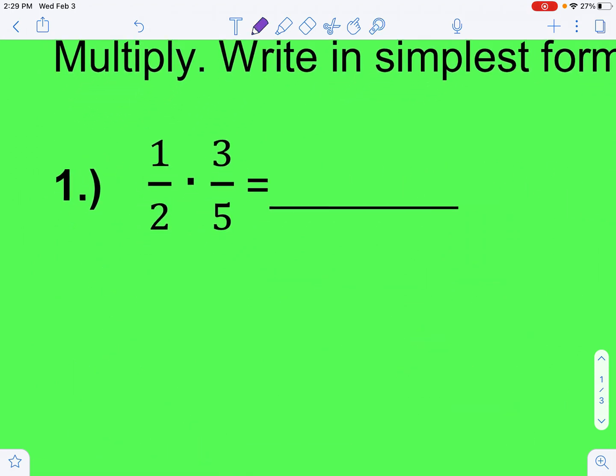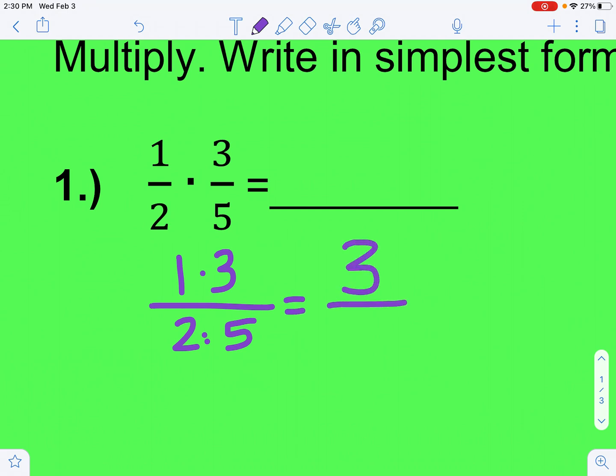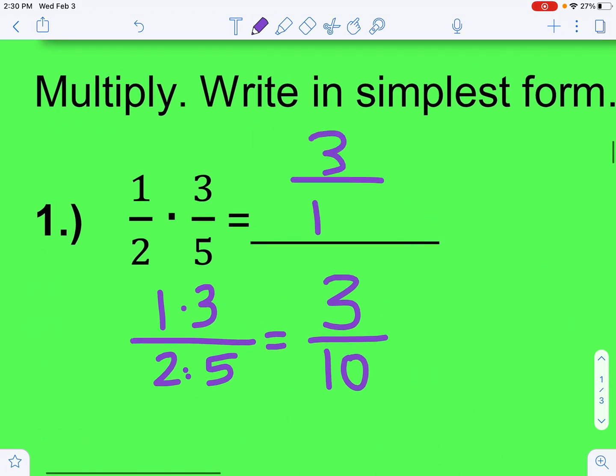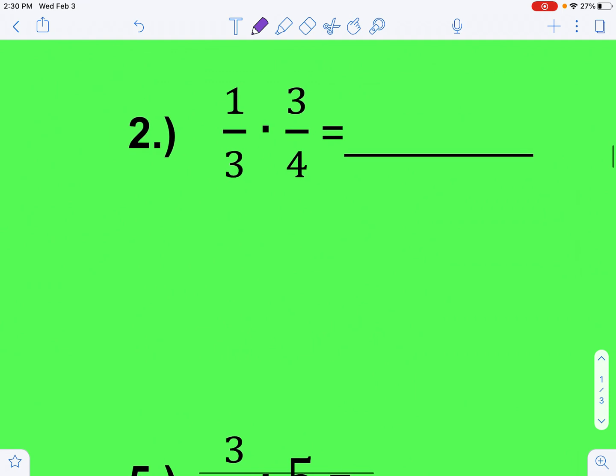So we multiply straight across, okay? So we're taking 1 times 3 all over 2 times 5. 1 times 3 is just 3. 2 times 5 is 10. Can we simplify 3 over 10? No, we cannot. So our answer is simply 3 over 10. Not too bad. Alright, moving on to the next one.